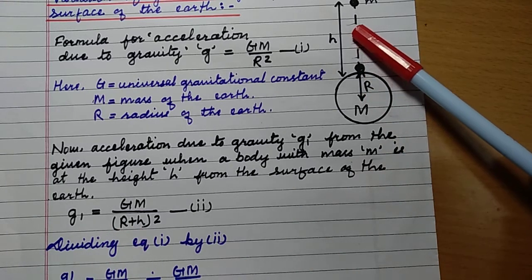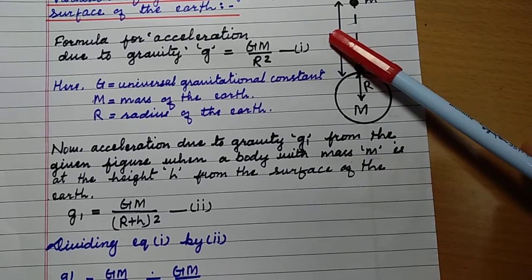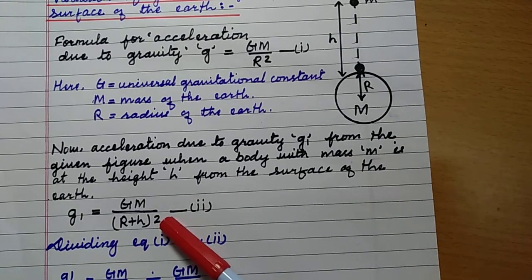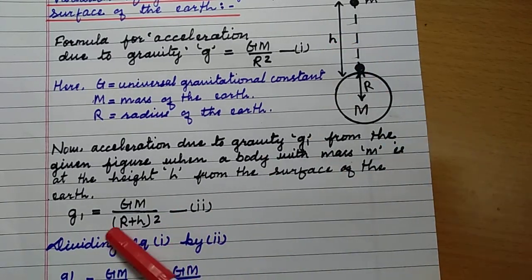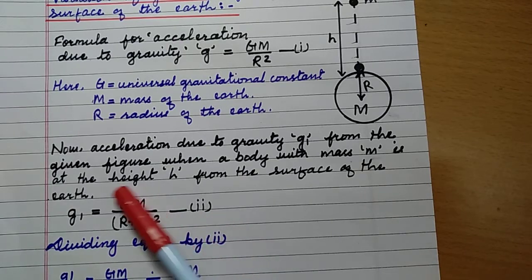The radius has increased by the length h over here, no? So it is (R + h) whole square according to the formula. The radius has increased by h height, no? So (R + h) whole square. So this is the formula in this condition.